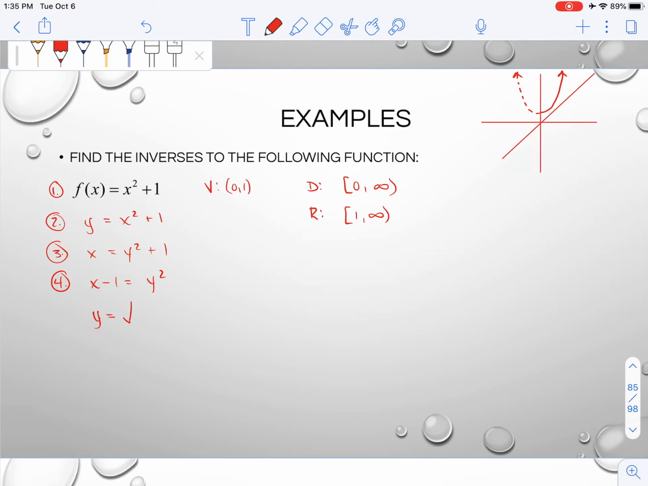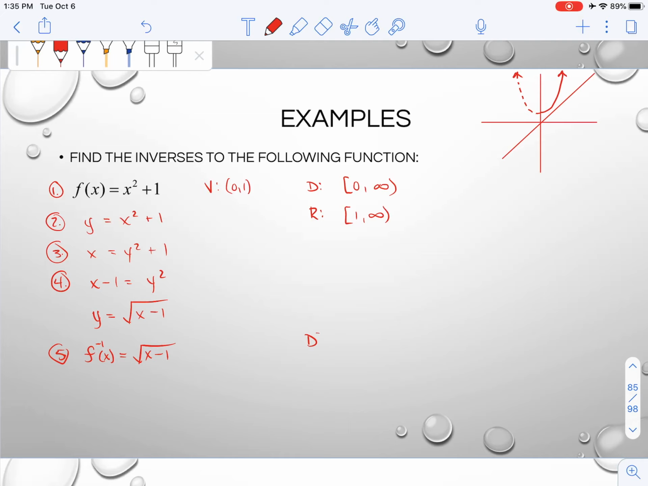Now, because I've restricted the domain, this is one of the few places in math where you can ignore the plus or minus. I've gotten rid of that minus case by restricting the domain to the right or the positive side from that center point. Right? So I don't need a plus or minus here. Right? Step 5 then, I can rewrite this as f inverse of x as square root of x minus 1.